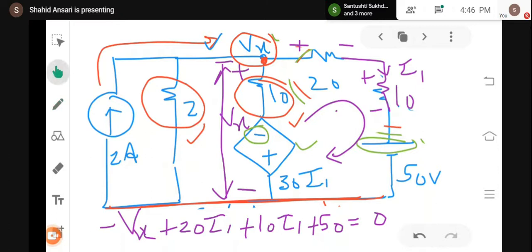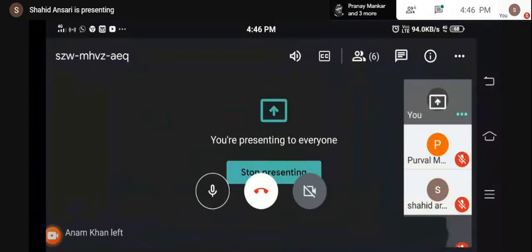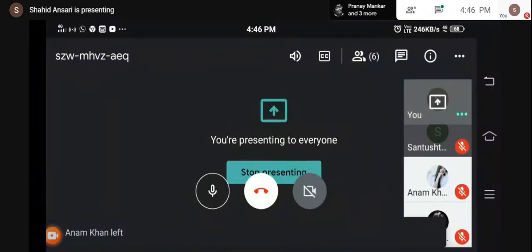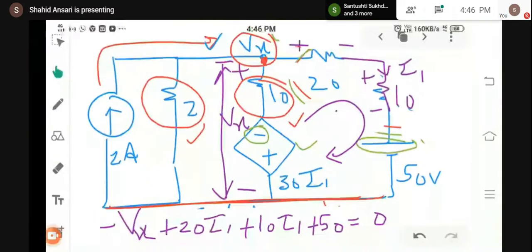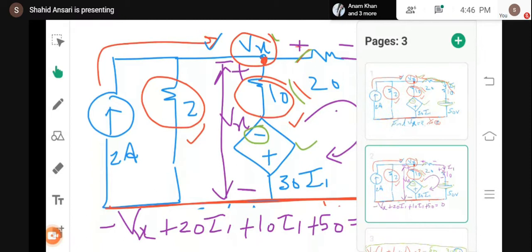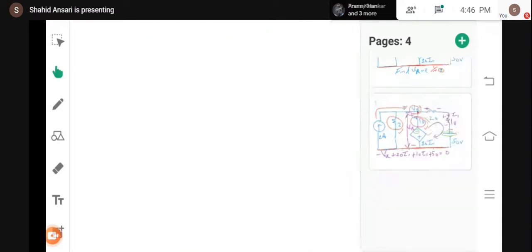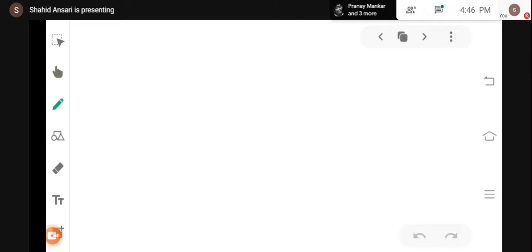Is it okay? Are you comfortable with this particular equation? How I have written over here? Or do you have any doubt with this? Please let me know. Urval, Santushti, Anam. Yes, sir. Are you getting this particular equation? How I'm writing it down? Shall I draw the neat and clean diagram for this? Are you getting confused?